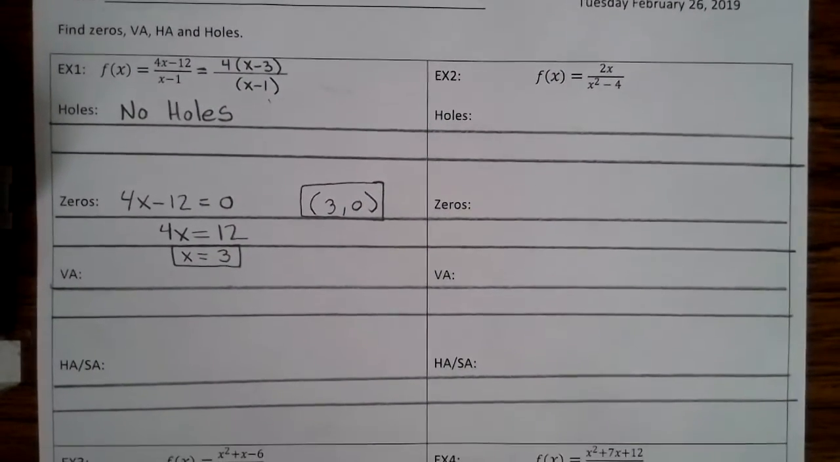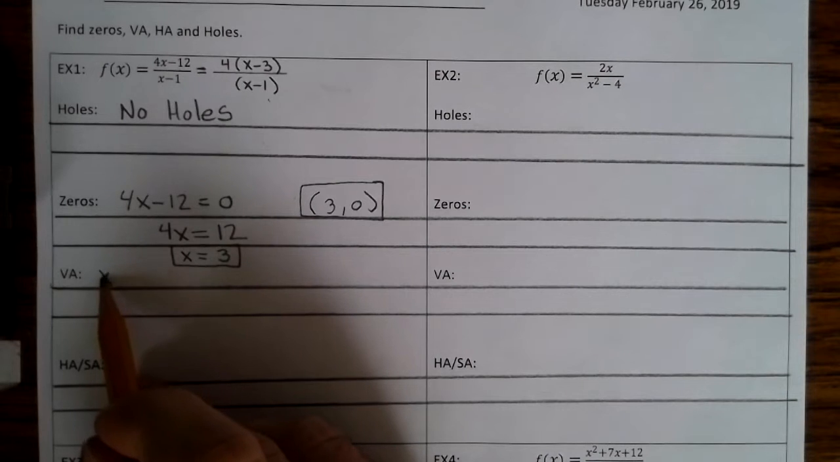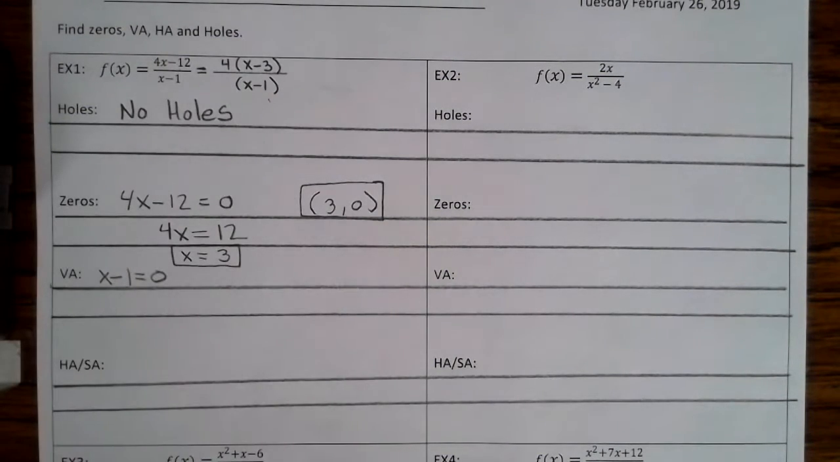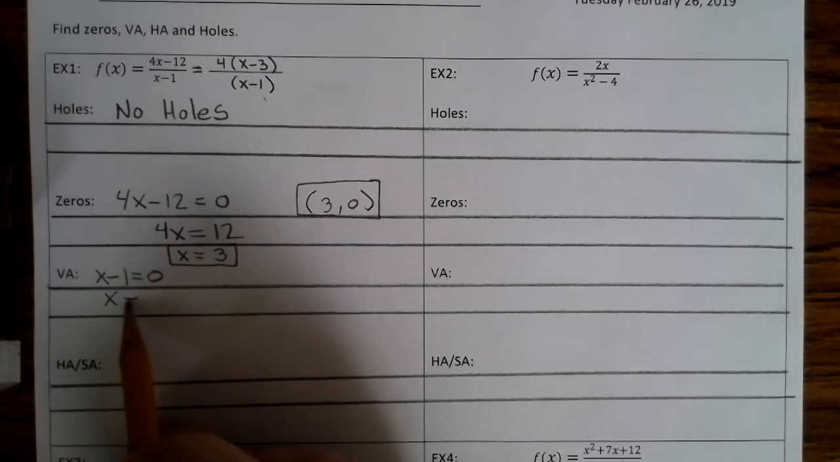All right. Now, for the vertical asymptote, you set the denominator equal to 0. So, x minus 1 equal to 0. So, add 1 to both sides, x equals 1.